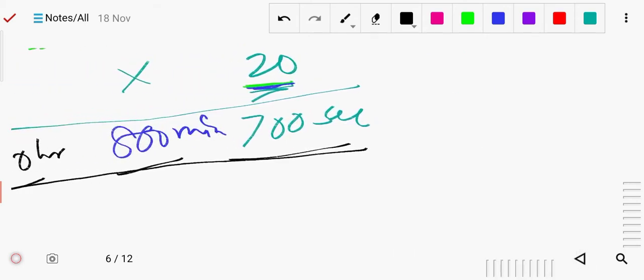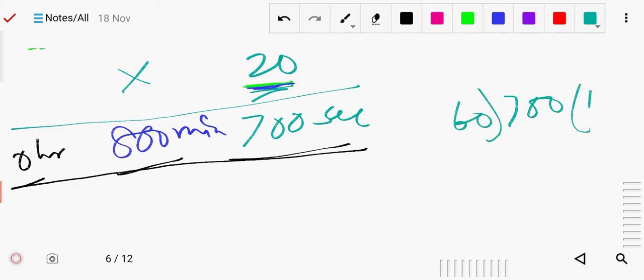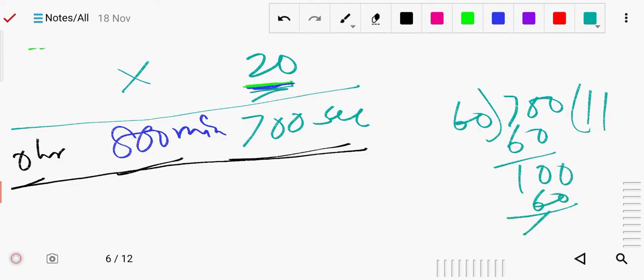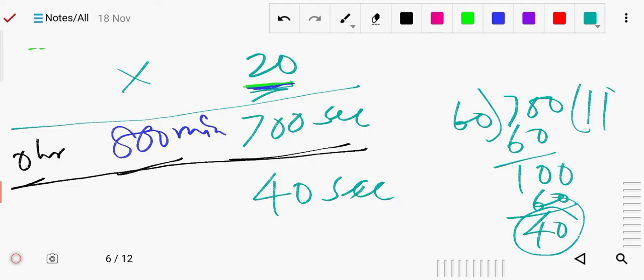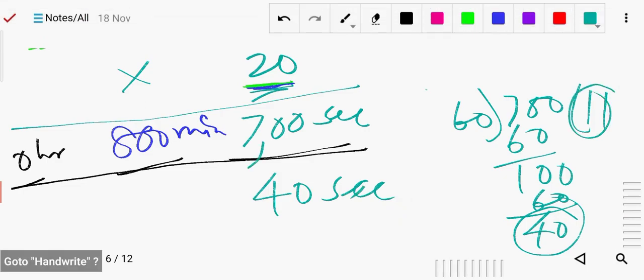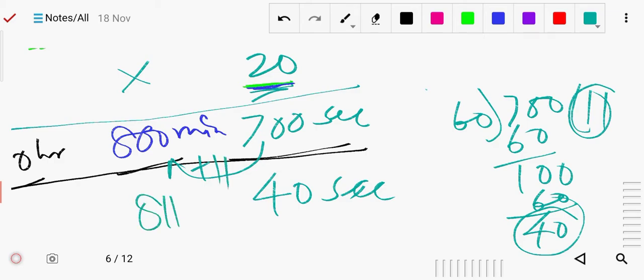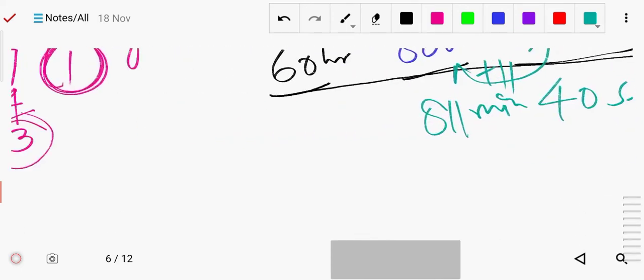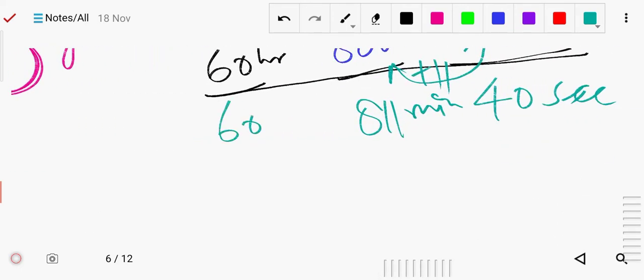First of all, this 700 will be divided by 60. Divide by 60, one time 60 is 60, here will be 100. Again one time 60, so now the remainder is 40. So this 40 will be written here, 40 seconds. And this 11 will be sent to the next part, plus 11 here. So now plus 11, it will be 811 minutes.